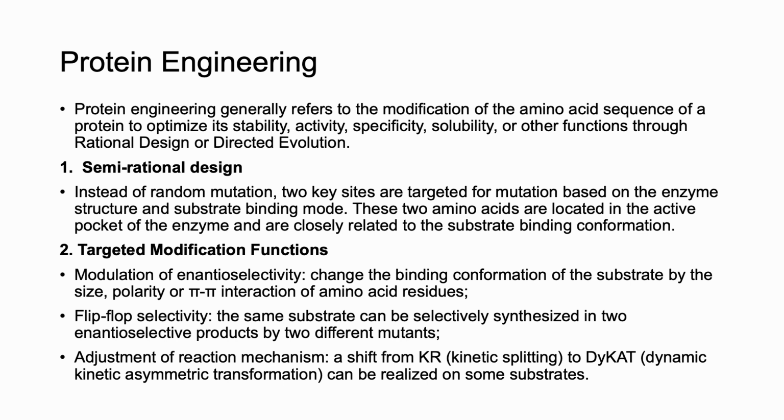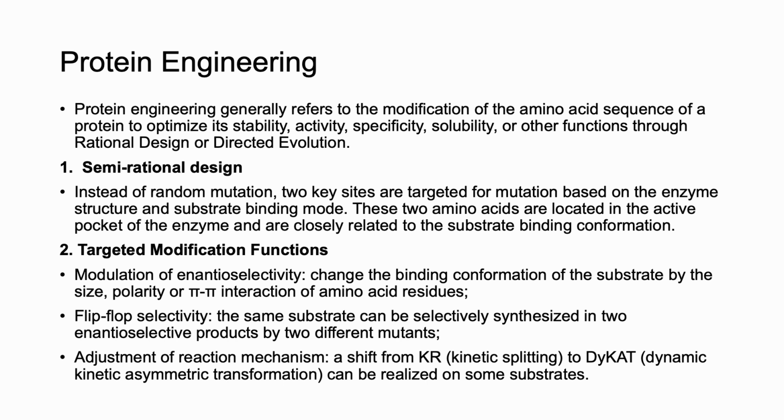In this chapter, our topic is about protein engineering. Protein engineering generally refers to the modification of the amino acid sequence of a protein to optimize its stability, activity, specificity, solubility, or other functions through rational design or directed evolution. In this paper, the following two methods of protein engineering are mainly used.